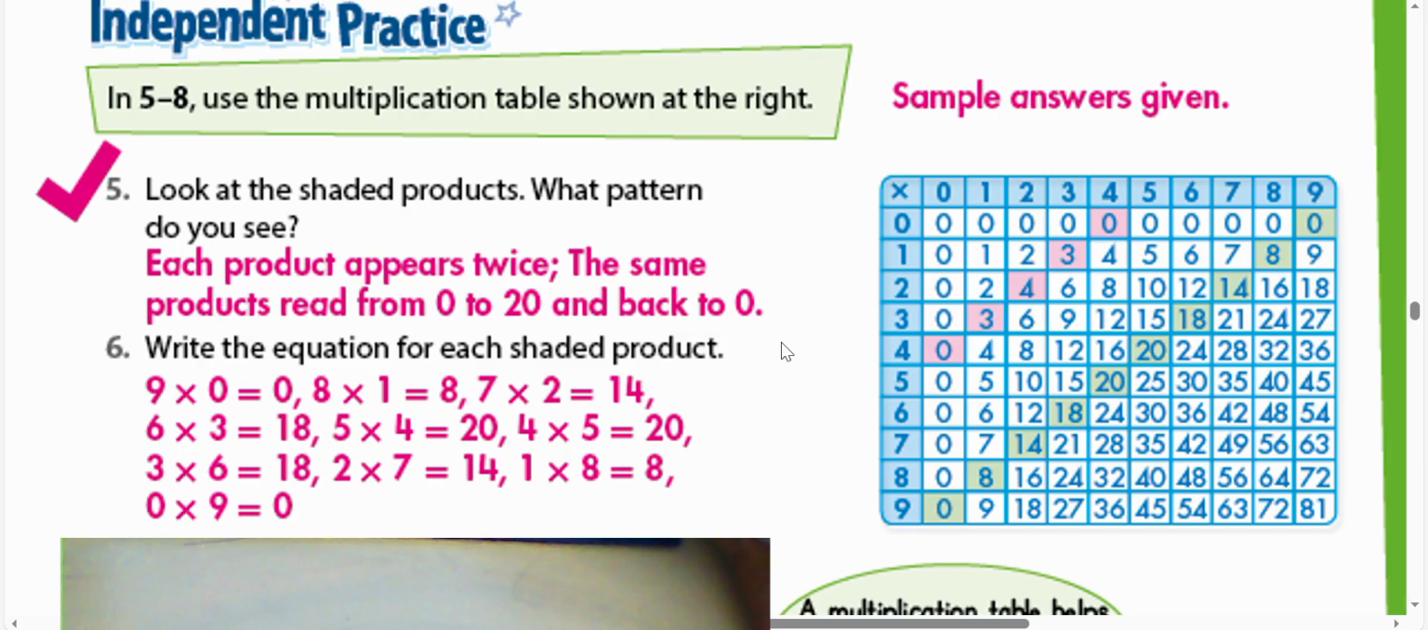Write an equation for each shaded product. We can write here: this answer will be 4 times 0 equals 0. And here 4 equals 2 times 2. Then 3 equals 1 times 3, and so on.